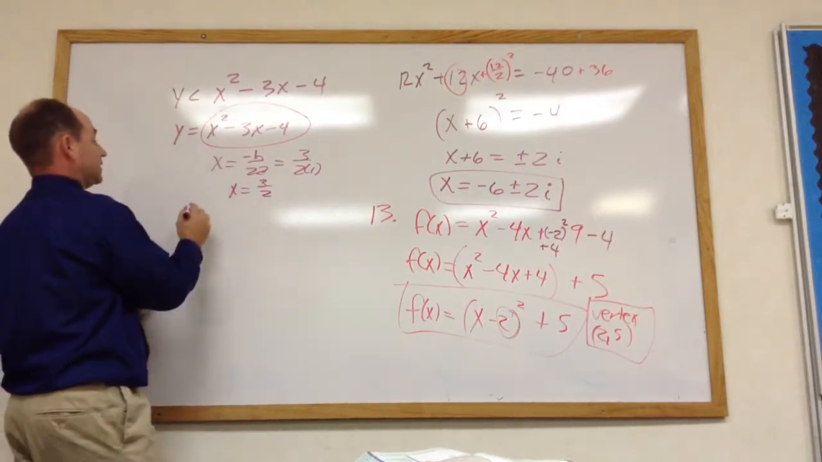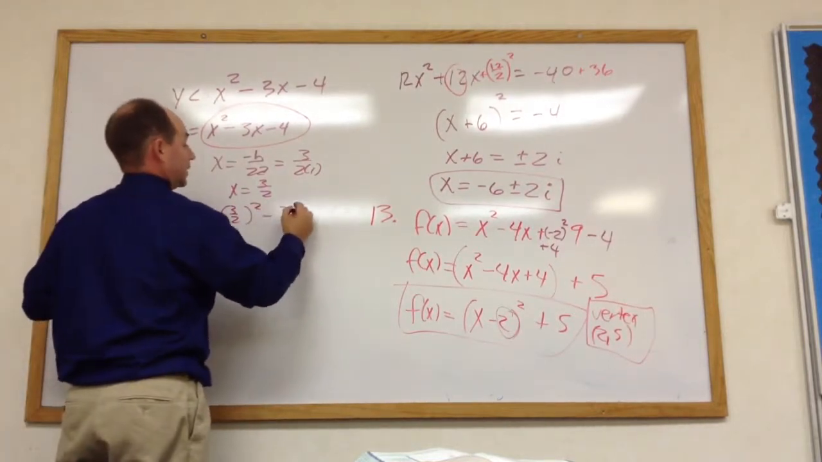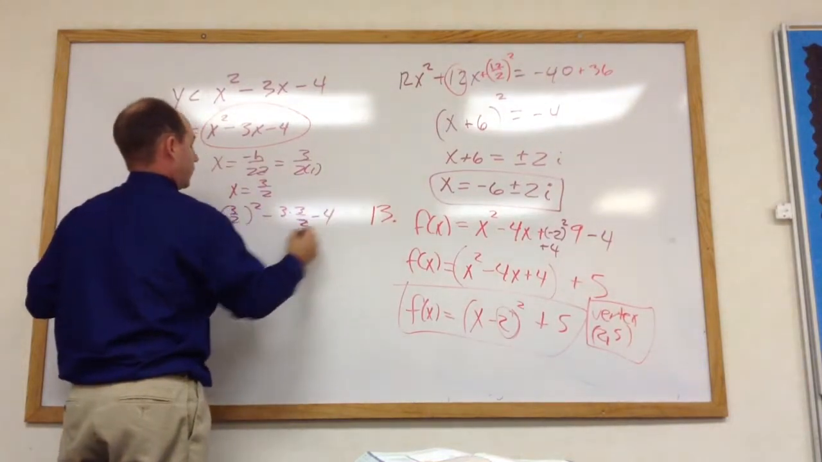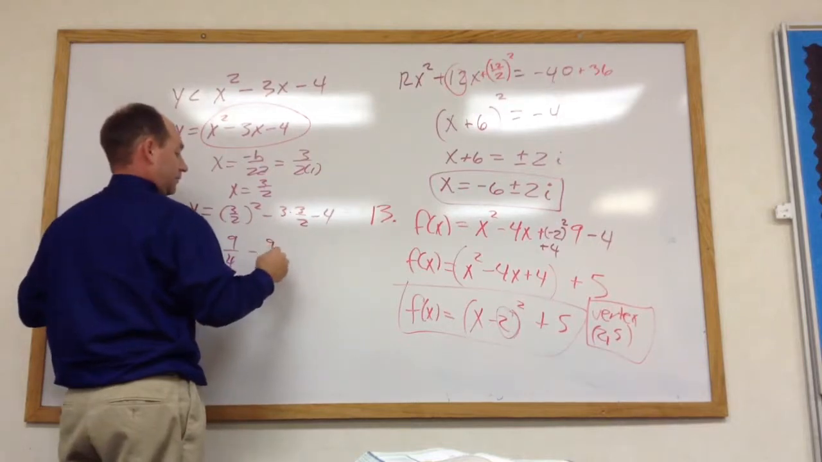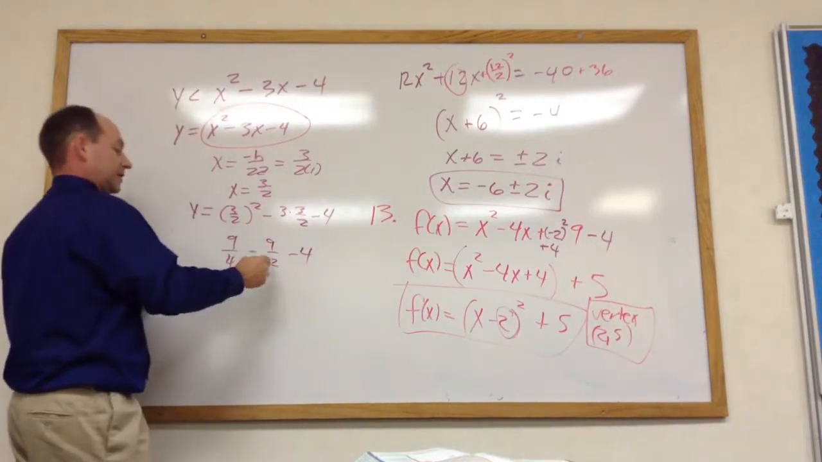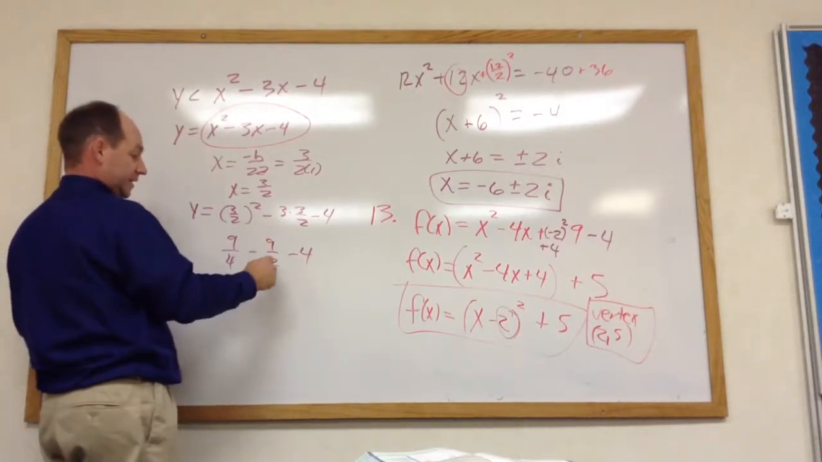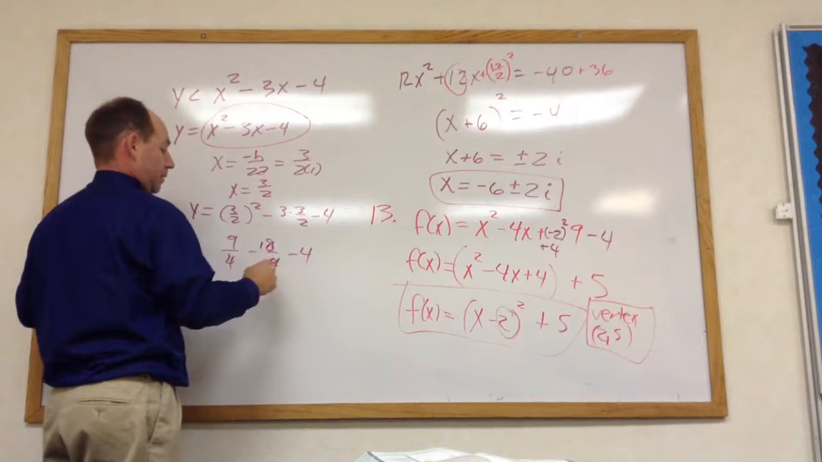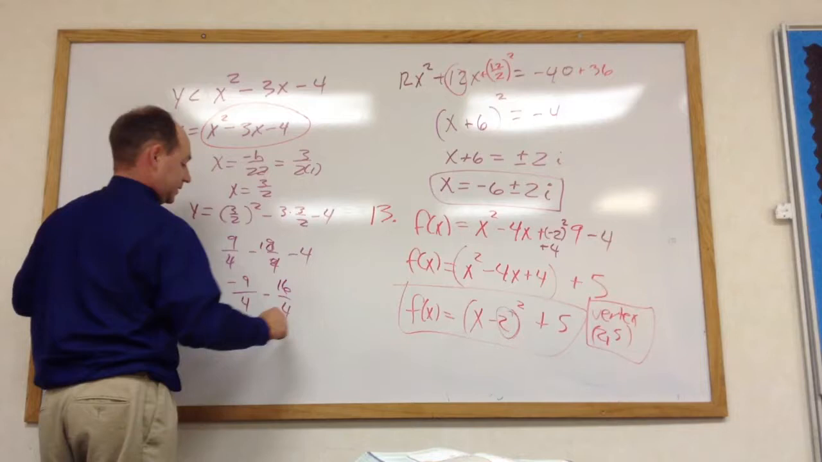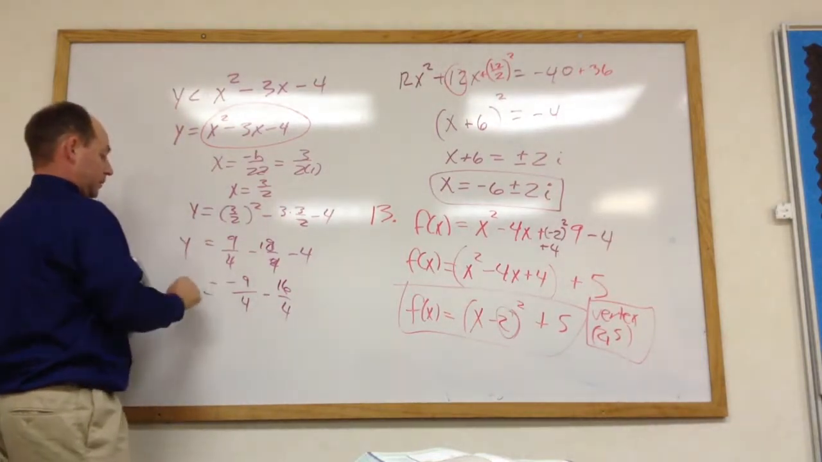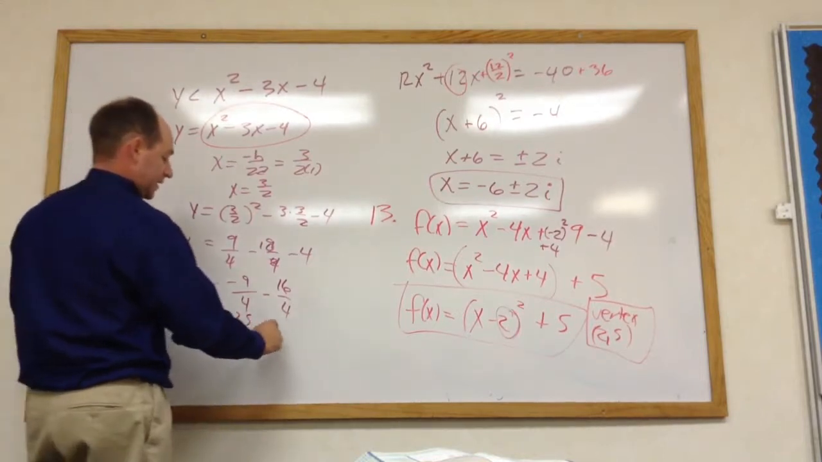And if I put 3/2 in there, then our y value at 3/2 squared minus 3 times 3/2 minus 4 turns out to be 9/4. And this will be minus 9/2 minus 4. Okay, so multiply by 2 over 2, we get 18/4 here. And so we get negative 9/4. And then we want to subtract 16/4. So y equals negative 25/4. Okay, that's negative 6 1/4.